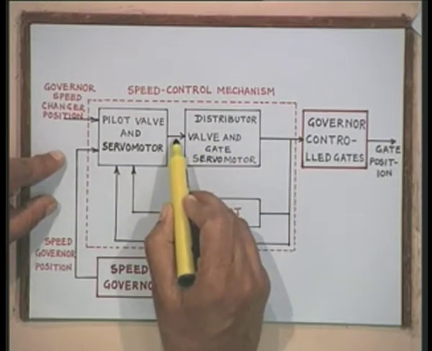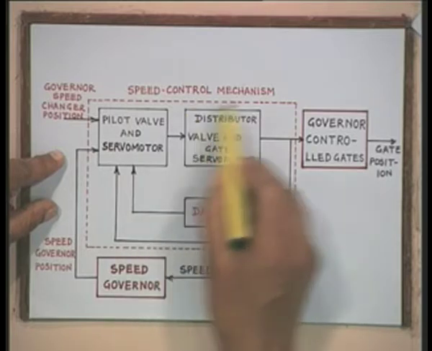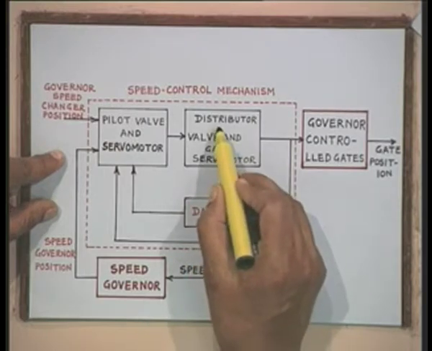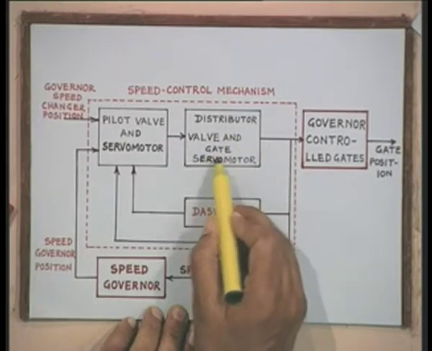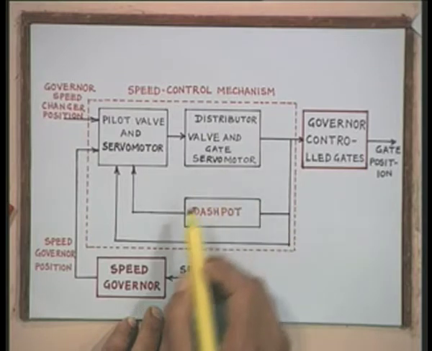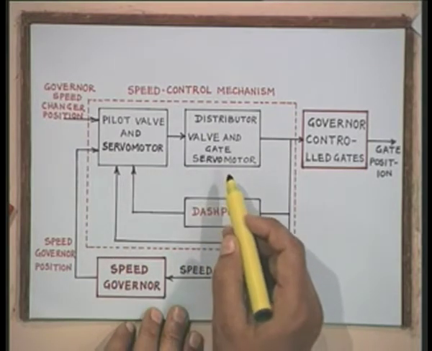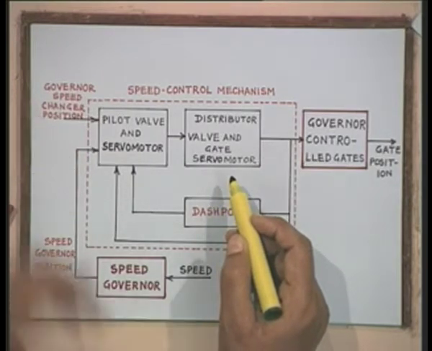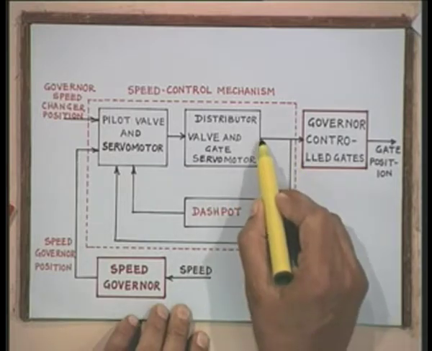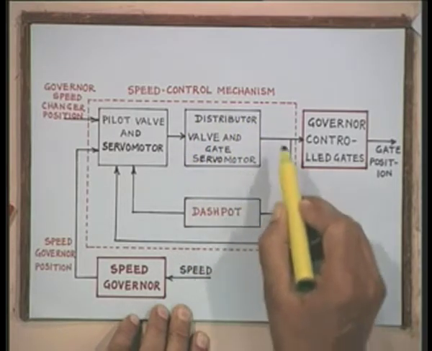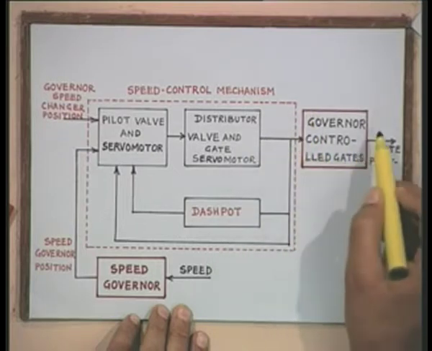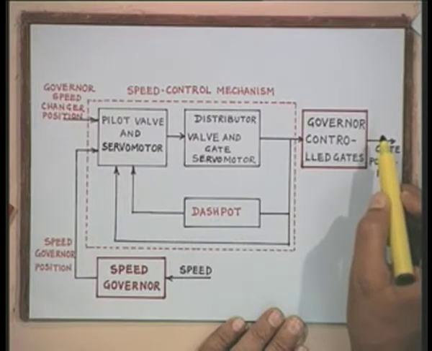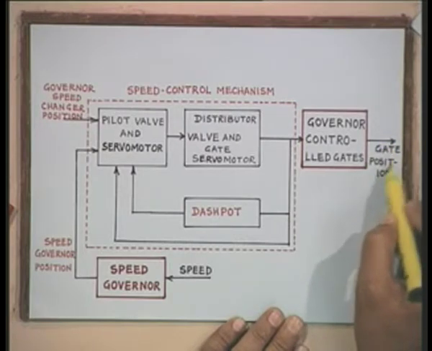The output of this pilot valve and servo motor goes to another servo motor, hydraulic servo motor, which is named as distributor valves and gate servo motor. Now, these two servo motors are required to amplify the power which is required to move the gates, and the output of this hydraulic servo motor controls the governor control valves or gates of the hydraulic turbine, and the output is the gate position.